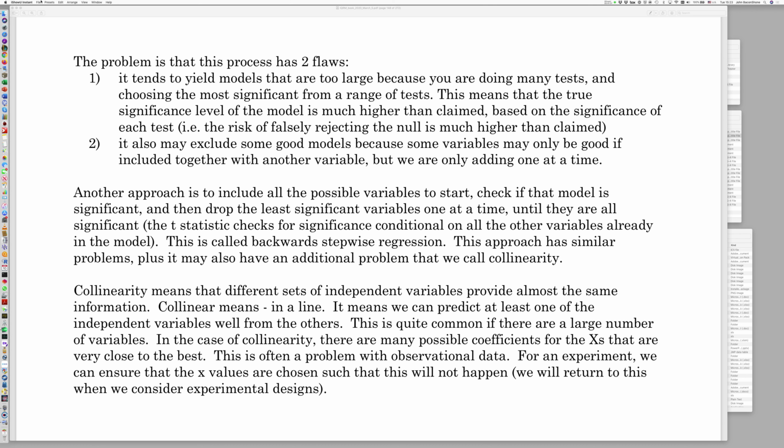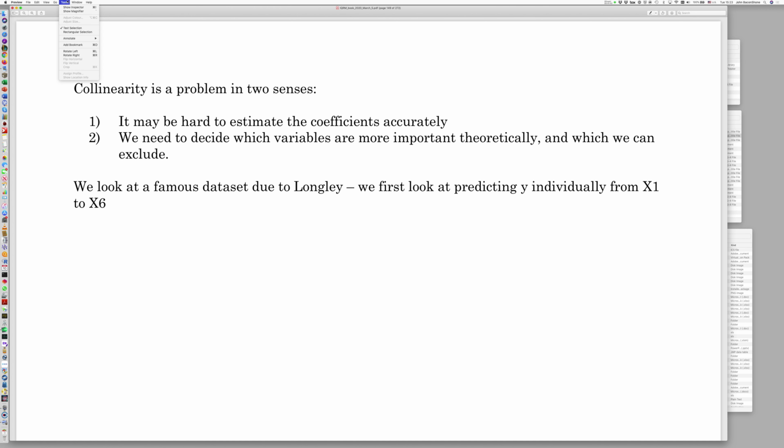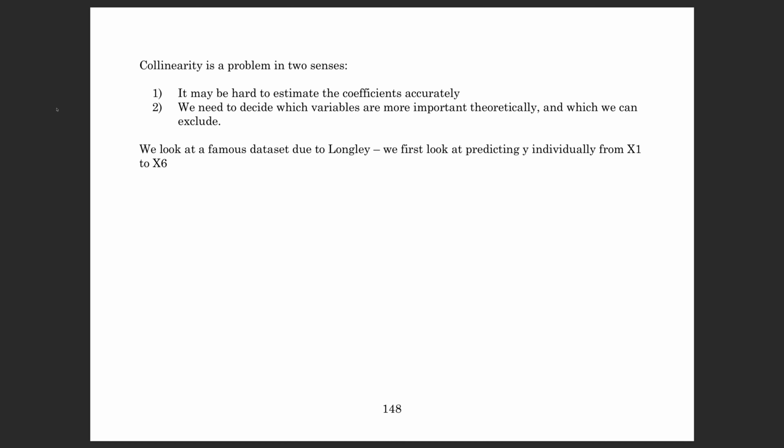So what happens with collinearity? Collinearity is a problem in two senses. First of all, it may be hard to estimate the coefficients accurately. And secondly, it may make it a little bit hard to decide which variables to include into our model. Now, the first part of this you may find very strange. How can it be hard to estimate the coefficients accurately?